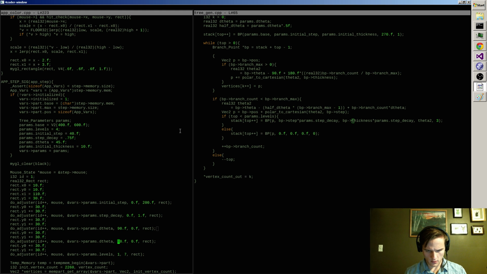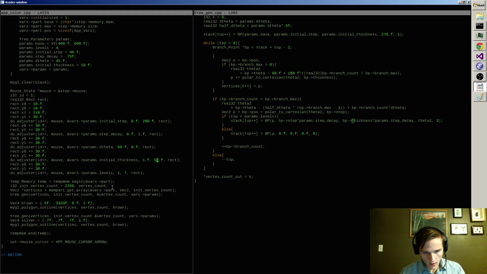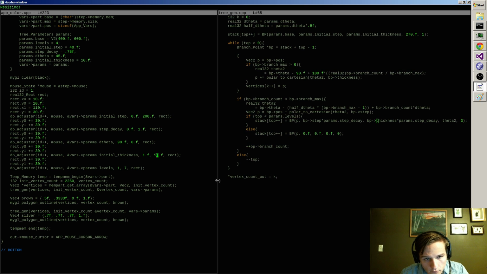Paste. Let's see. Oops. Initial thickness, which is going to range from... no, I keep using Emacs key combos, which is wrong. 10 is where I have it now, so I'll range it from 1 to like 50. Alright. That would be interesting. Well, not really the point right now.